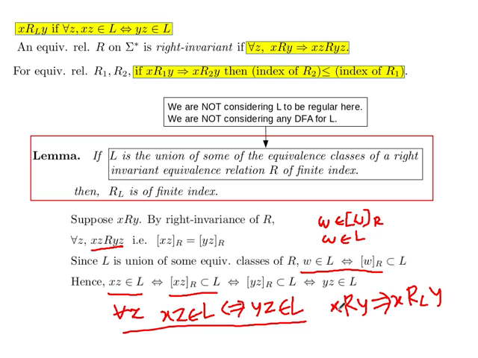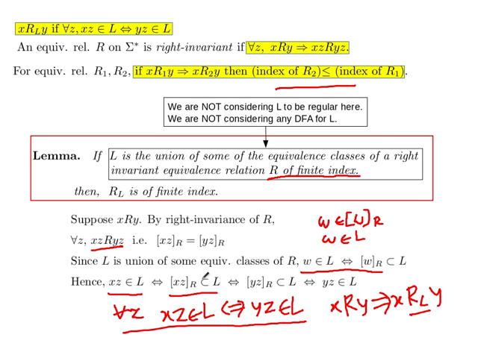Now if this is a refinement, you see that the index of this relation is at most the index of this thing here. So the index of RL is at most equal to the index of R, but R is of finite index. So the index of RL is also finite. This is just the one-line proof for this 2 to 3 part.